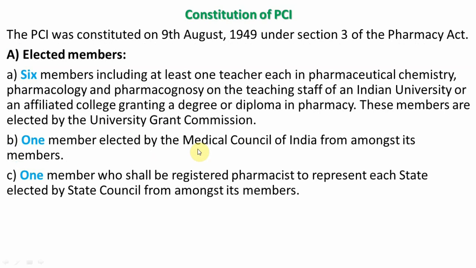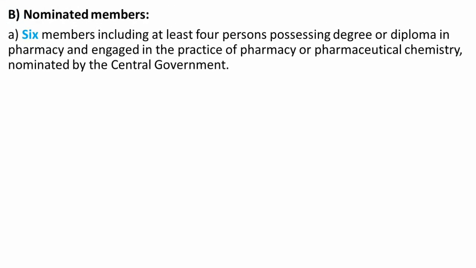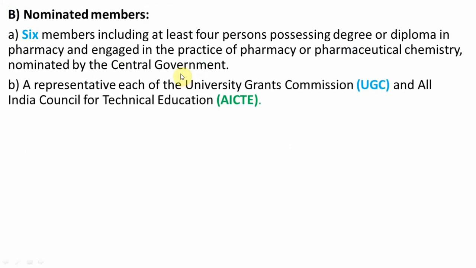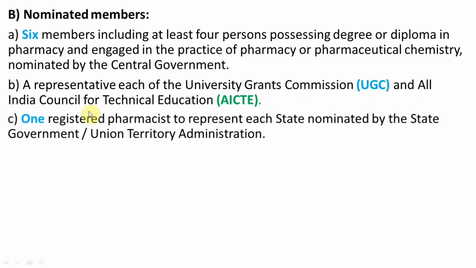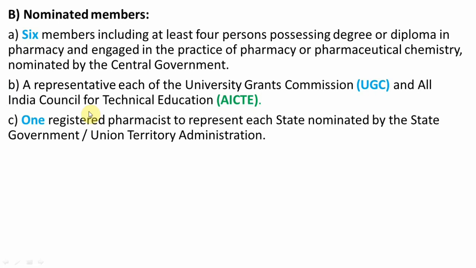Then, one member who shall be a registered pharmacist to represent each state, elected by the State Council from amongst its members. Then, the nominated members. 6 members, including at least 4 persons possessing a degree or diploma in pharmacy and engaged in the practice of pharmacy or pharmaceutical chemistry, nominated by the central government. Then, a representative each of the UGC and the All India Council for Technical Education, that is AICTE. Then, one registered pharmacist to represent each state, nominated by the state government or Union Territory Administration.